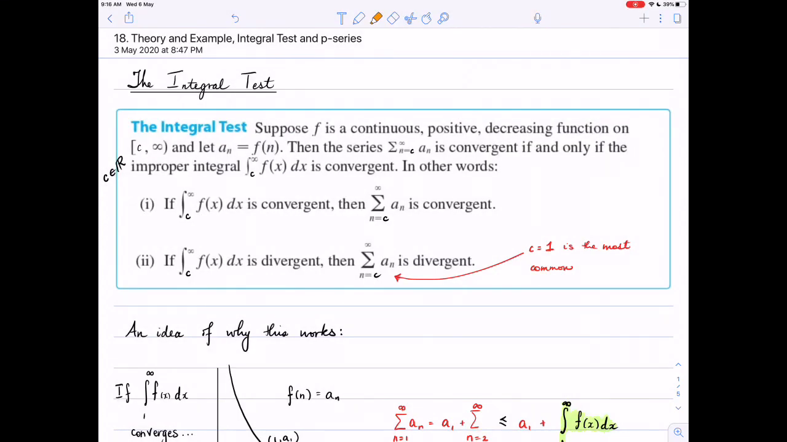In this lesson, we're going to cover the integral test and a direct consequence of it, the p-series. So let's start with the statement of the integral test. So here we have it. The integral test says the following.